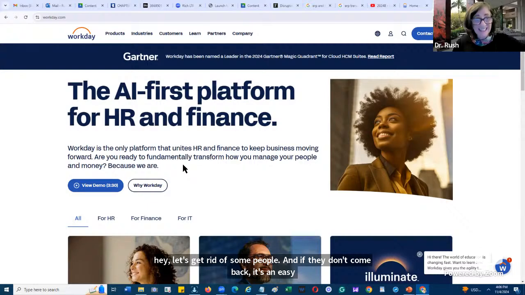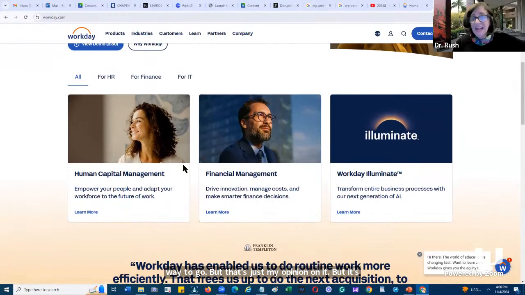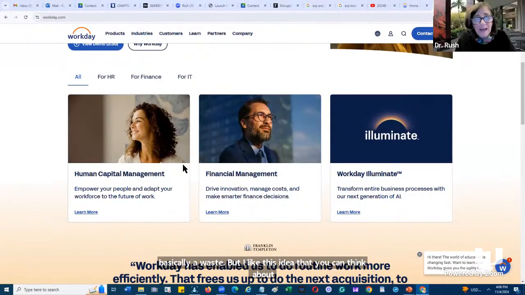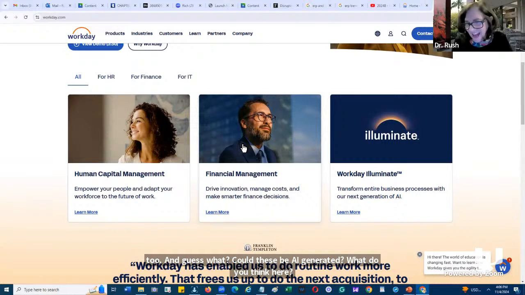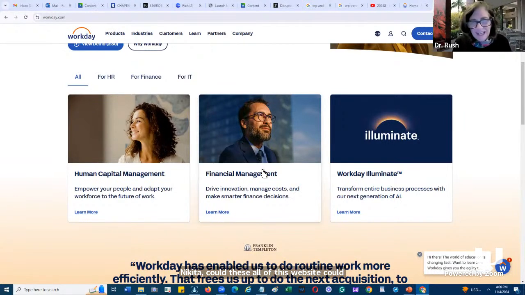But I like this idea that you can think about what is AI, and you can think about the enterprise here, human capital management, right? They're all looking in the sky. I guess that's a thing too. And guess what? Could these be AI generated? What do you think here? Nikita, could all of this website be generated by AI? Do they say right here generated by AI? This probably, this person and this person. Give me an older guy with a beard who looks intellectual, and give me a female, whatever, and this is what they come up with.